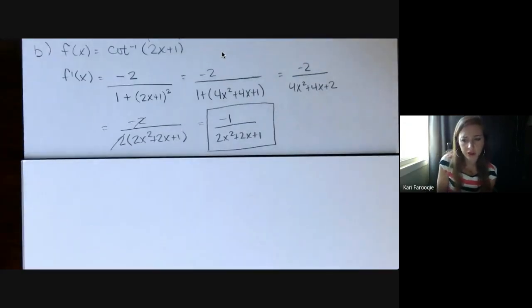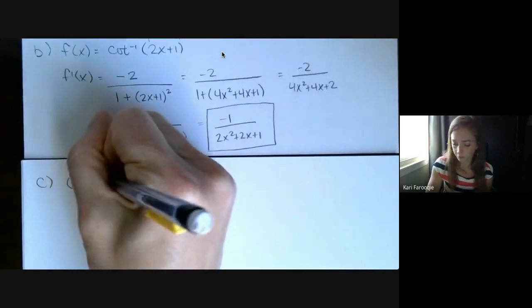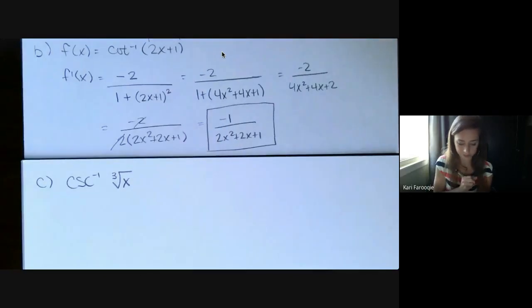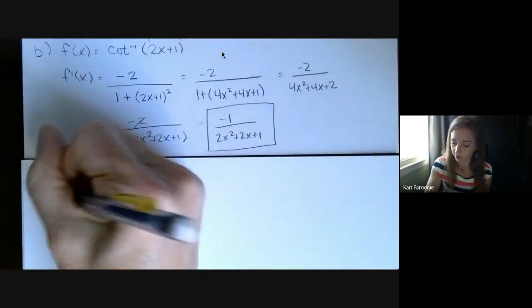Any questions on B? Now we will do an inverse cosecant of the cubed root of x. Oh, I should probably put a y equals in front of that.